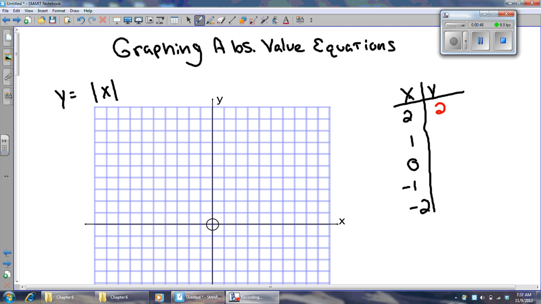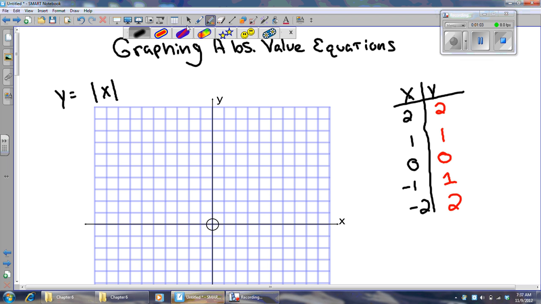So I'm going to put 2 in for x, and the absolute value of 2 is 2. Put 1 in for x, the absolute value of 1 is 1. Put 0 in for x, of course I get out 0. If I put -1 in, take the absolute value of it, +1, right? Put in -2, I get +2 out. So my points for this graph are going to look like this.